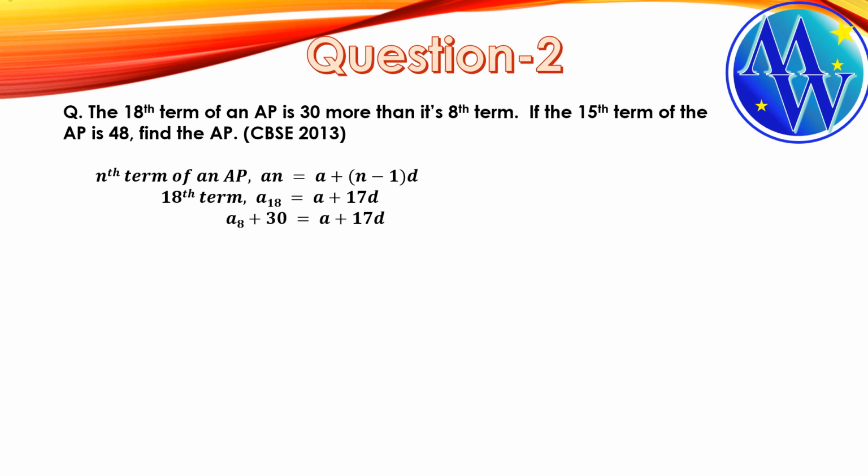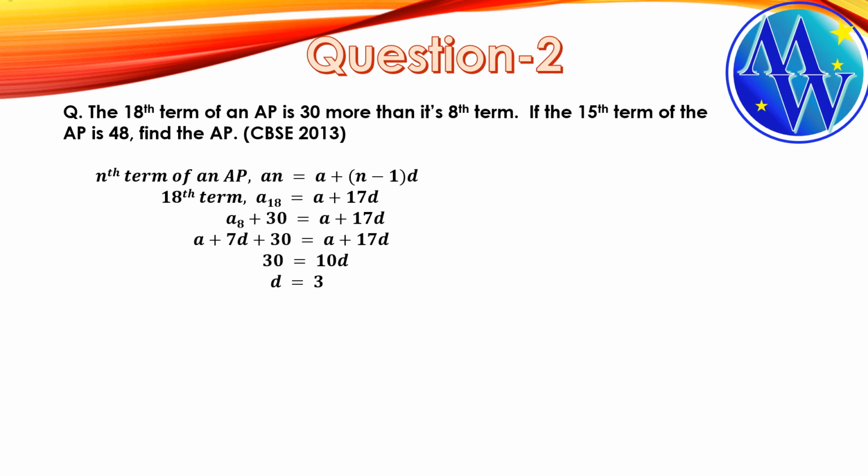We know what is a8. a8 is a plus 7d, right? So we can rewrite this as a plus 7d plus 30, which equals a plus 17d. Here a is cancelled from both sides. 7d and 17d from both sides become 17 minus 7 is 10, right? So it becomes 10d on the right hand side. So d equals 30 divided by 10, which equals 3.